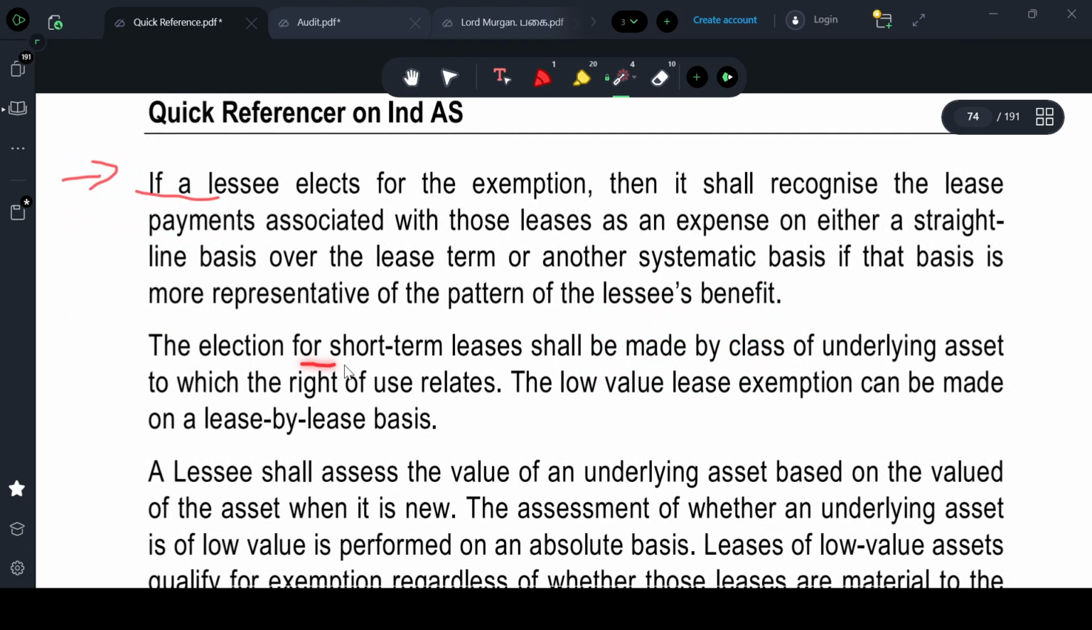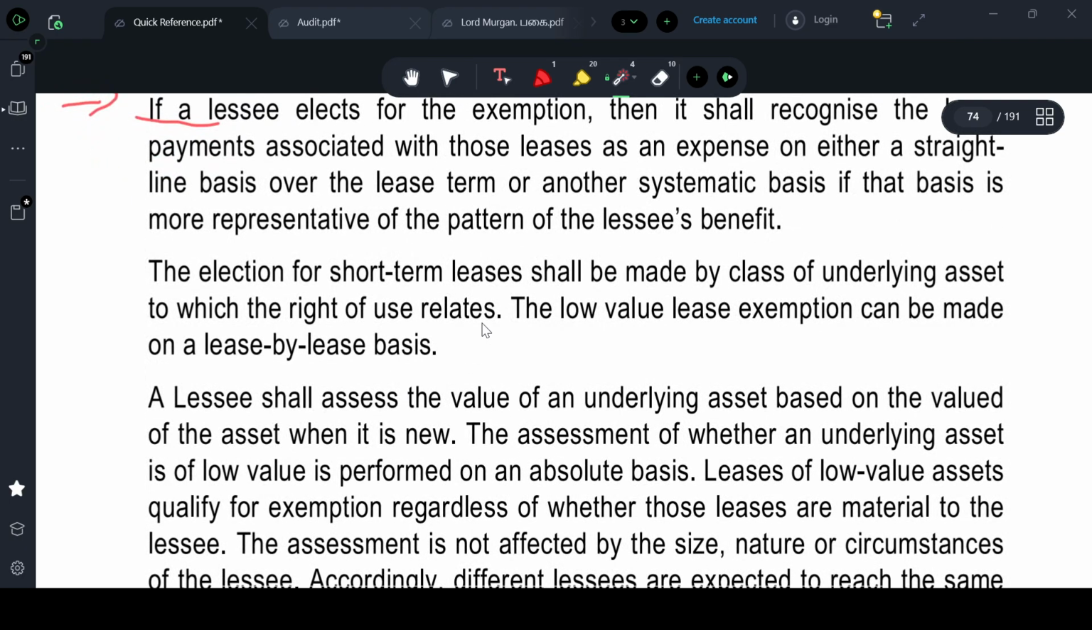Okay. The election of short-term leases shall be made by the class of underlying asset. So we have a class of asset. This election of short-term leases should be associated with the class to which the right of use relates. A low value lease exemption can be made on a lease by lease basis. We list out all the leases. We will consider materiality and the low value, small leases. We don't need to recognize them as a lease. Rather, we can charge them as expenses.